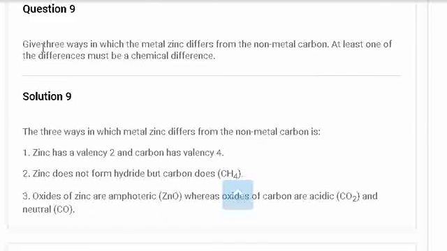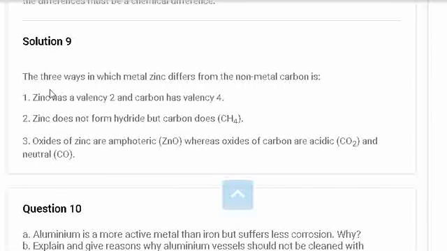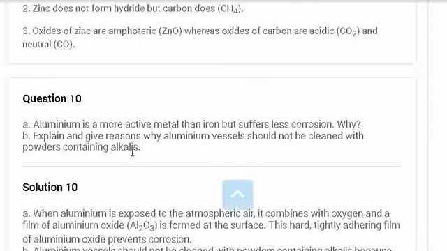Question number 9: give three ways in which the metal zinc differs from the non-metal carbon. At least one of the differences must be a chemical difference. Zinc has valency 2 and carbon has valency 4. Zinc does not form a hydride, but carbon does, CH4. Oxides of zinc are amphoteric, whereas oxides of carbon are acidic and neutral.